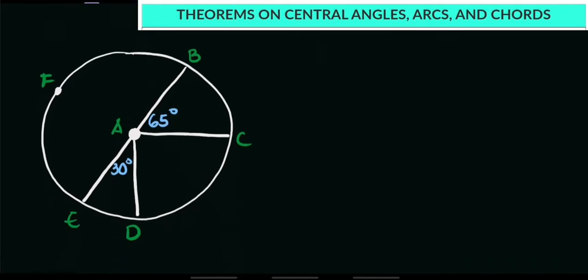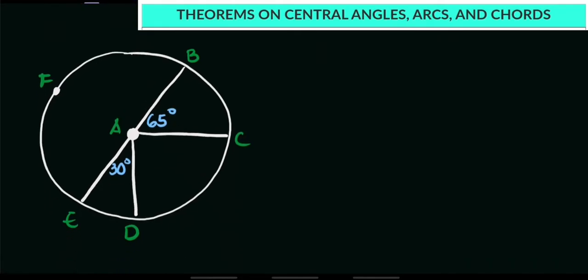Number one, for example, we have this given figure. Let's answer it using the concept of central angle. Again, we have angle BAC, which is 65 degrees, and angle EAD, which is 30 degrees. Let's solve for the value of arc BC. So where is arc BC? We have this part. That is arc BC.